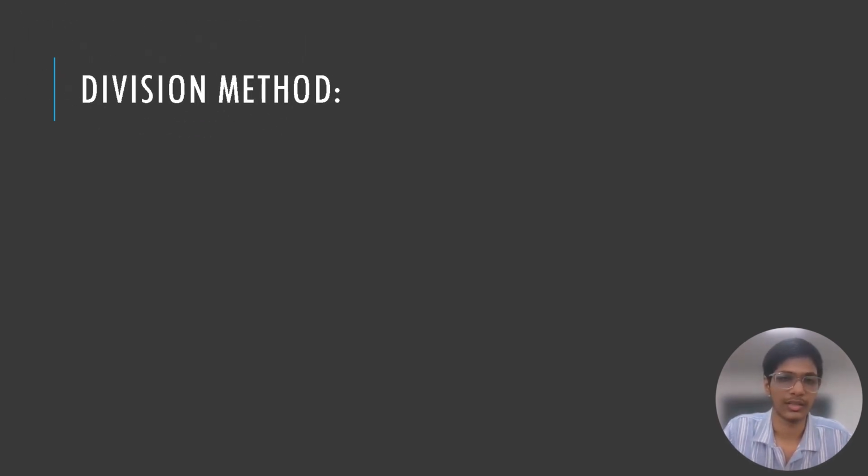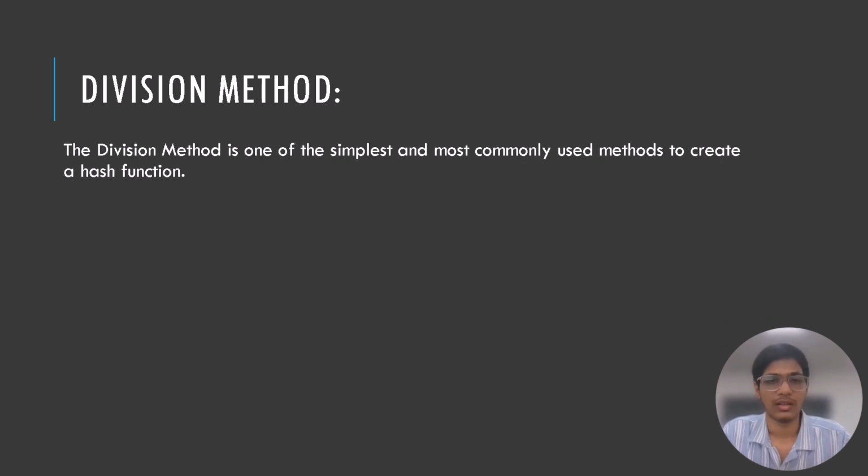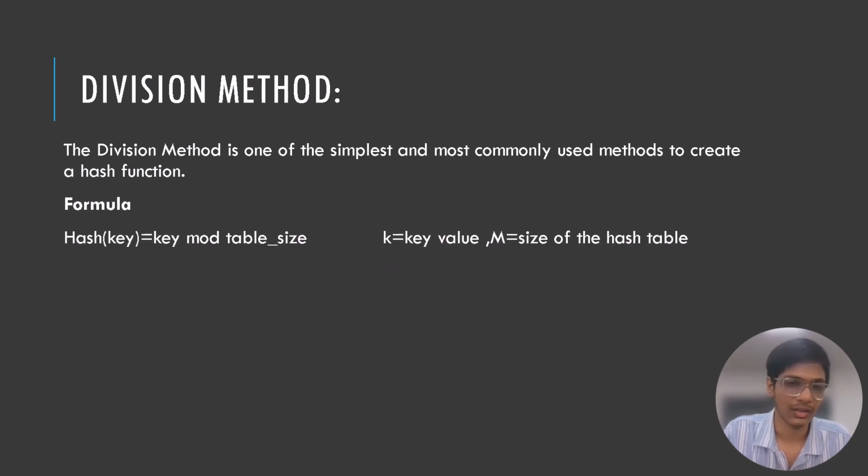Let us see the methods one by one. First, we will see the division method. The division method is one of the simplest and most commonly used methods to create a hash function. The formula is given by hash(key) = key mod table size. In the previous slide, the table we saw is nothing but the division method.